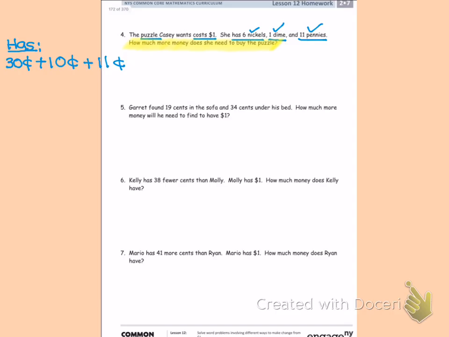Now I'll go ahead and decompose the 11 so I can pull out a 10. Now I can add my tens, 30, 40, 50, plus this one right here. 50 plus 1 is 51, and of course these are cents. Now we know that Casey has 51 cents.